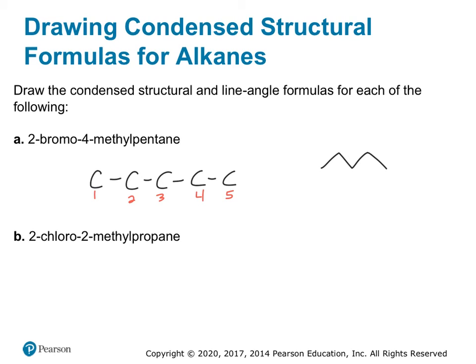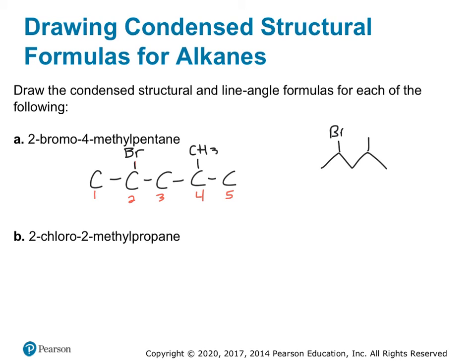And then on carbon number 2, I'm going to put a bromo. And on carbon number 4, I'm going to put a methyl. So on carbon number 2, I put a bromo. And on carbon number 4, just one line indicates a methyl group.